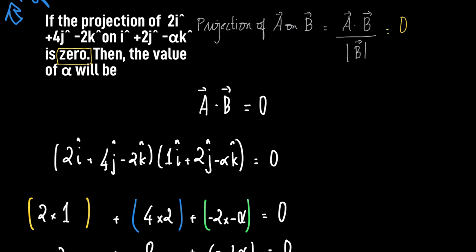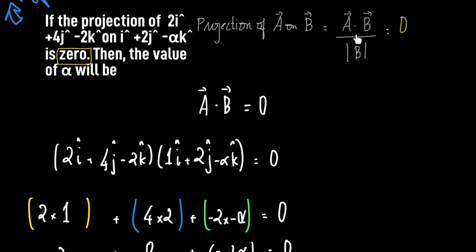Another question in the series which says the projection of vector A on vector B. So we've been given two vectors, vector A and vector B, and that the projection of vector A on B is 0. Now, what is the projection of vector A on B?